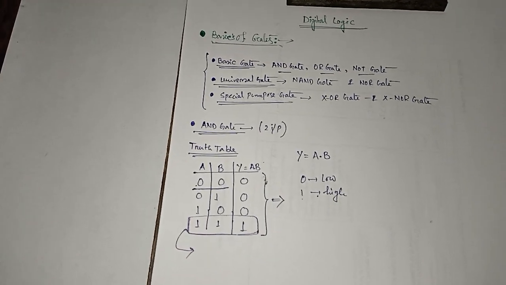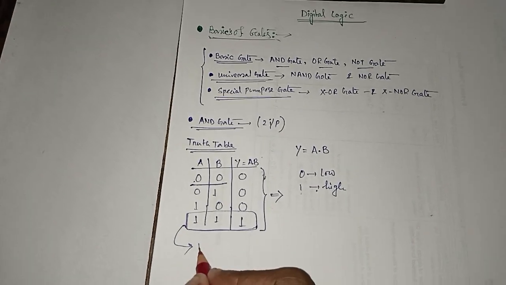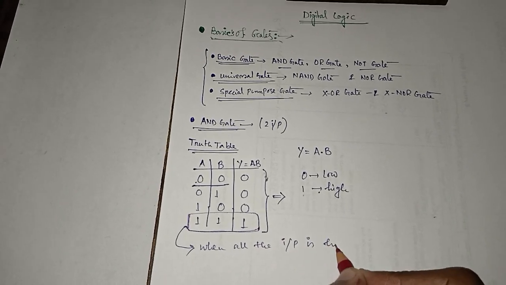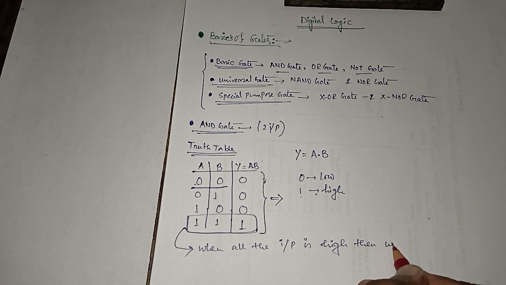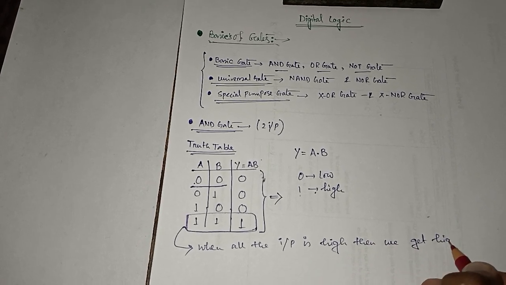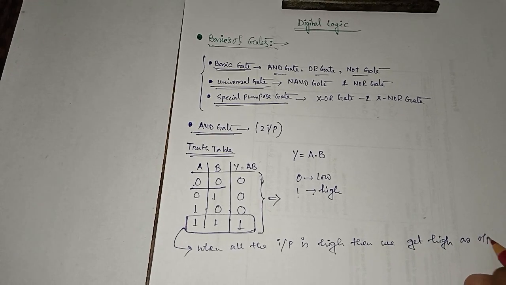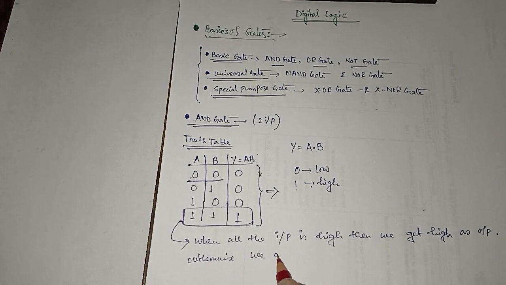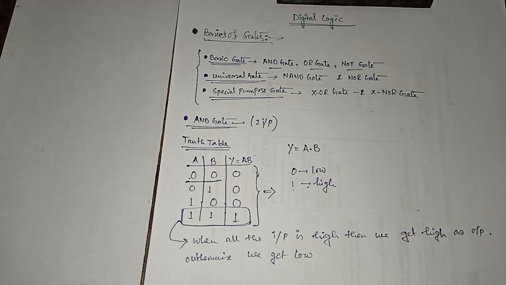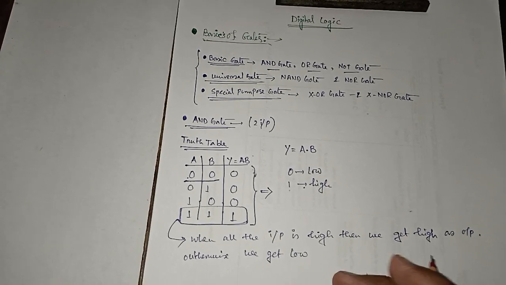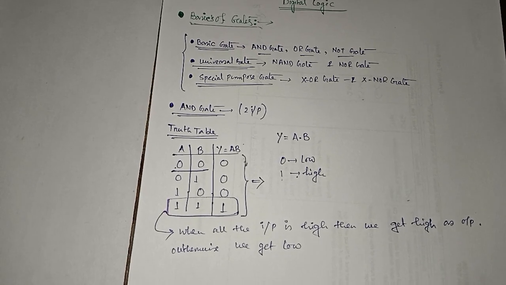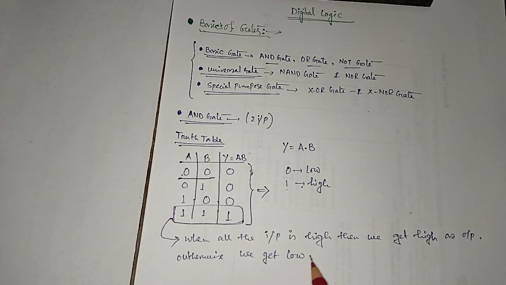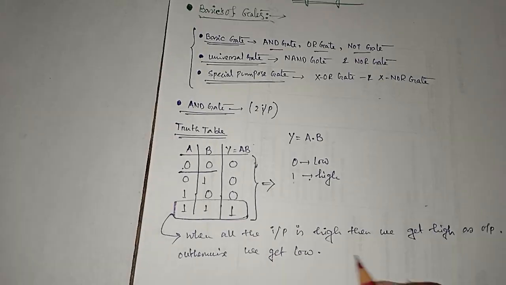So from this table we can say the basic nature of the AND gate: when all the inputs are high, we get high as the output. Otherwise we get low, or zero. Whenever any of the inputs is zero, we get zero as the output. So this is the basic nature.